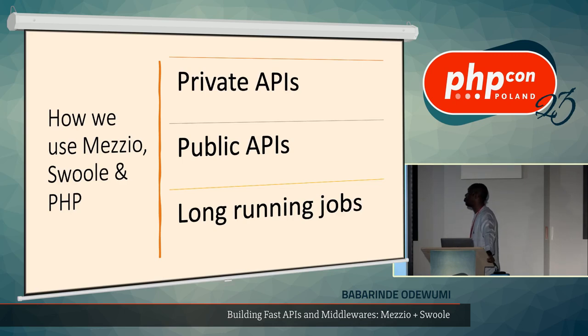Now, how do we use Mezzio currently? I would try and streamline my conversation around some of the things that we do and the things that we don't do. So what we call private APIs are basically APIs we built. We have a system where we control the front-end application, and the private APIs are the APIs that the front-end application will call, so that nobody else can call them.